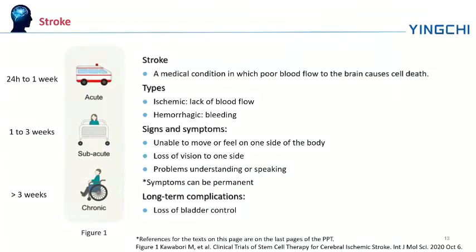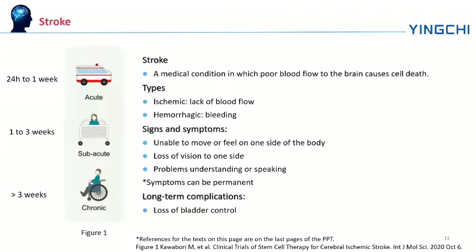For TMS use in stroke, stroke is a medical condition in which poor blood flow to the brain causes cell death. There are two types of stroke, ischemic stroke and hemorrhagic stroke, and they have different causes. We have divided stroke into three important stages: the acute stage, the subacute stage and the chronic stage. We do not include the hyperacute stage here because it is not the main focus.